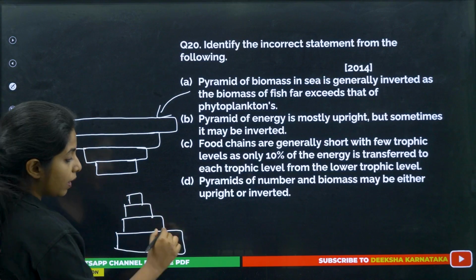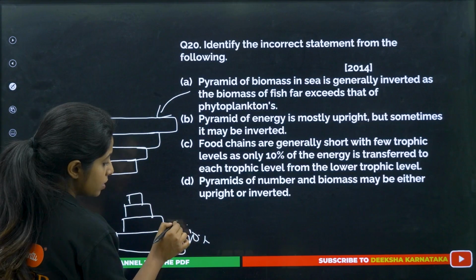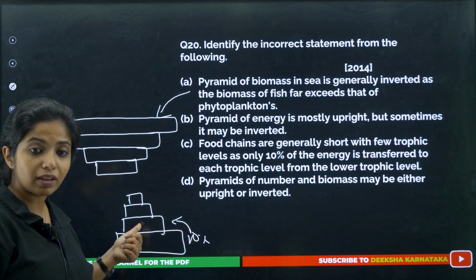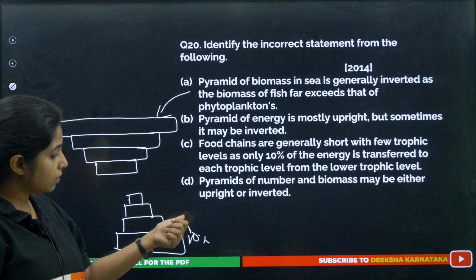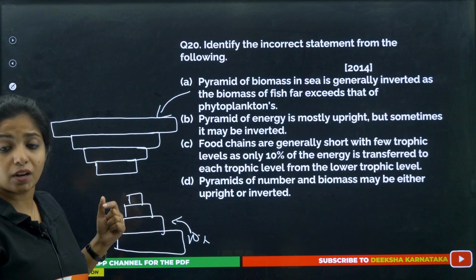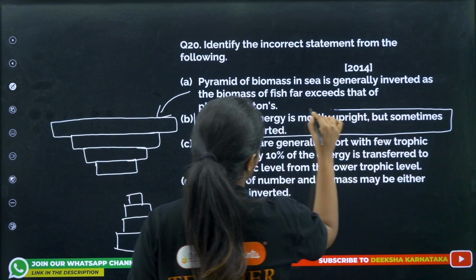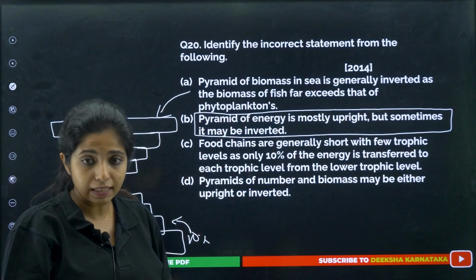So, it will always be upright, why? Because only 10% energy is passed. So, obviously, it will be 10%, the rest 90% is lost. So, obviously, this level is receiving a smaller amount of energy, right? So, I will say it should be upright, this cannot be inverted. So, this statement is wrong, this is the incorrect one. Even before reading the other options, I am saying this is incorrect. Let's see the other options.